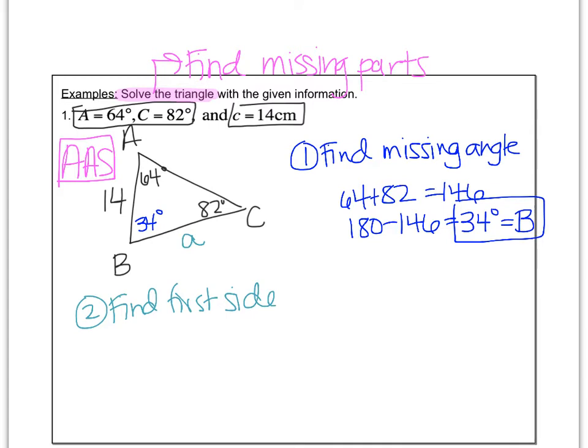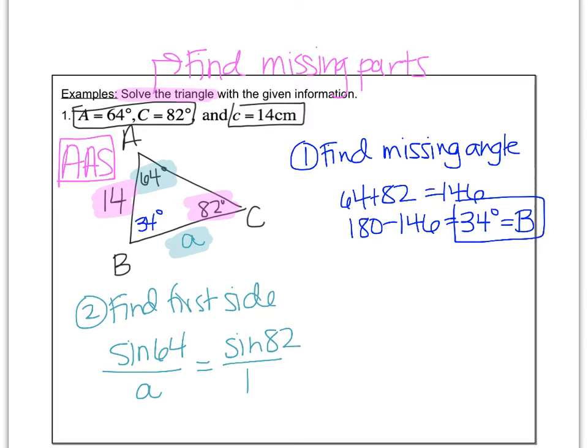And then the setup for this is it's all about partnering things up that are across from each other. So if you looked back at the formula, it says sine big A over little a. The things across from each other go together. So it's going to be the sine of 64 over little a equal to, then you need to find another pair in the picture, and this pair has to have numbers for both of them. So it's going to be this pair that we use for the second equation, it's going to be the sine of 82 over 14.